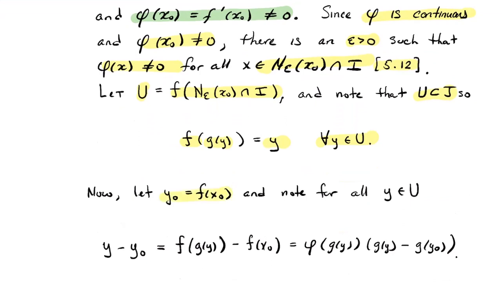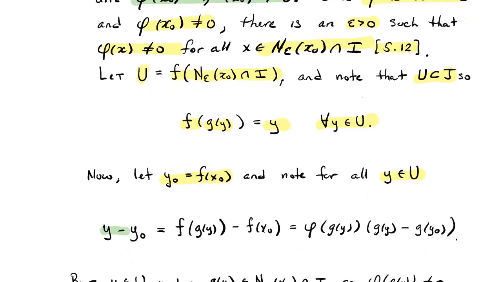Let me let y naught equal f of x naught. So then if I take any y in u, I'm kind of thinking Carathéodory here, so I'm going to switch my highlighter color. If I look at y minus y naught, well, y, we just wrote above, is f of g of y, so I'm going to replace that. y naught is f of x naught.